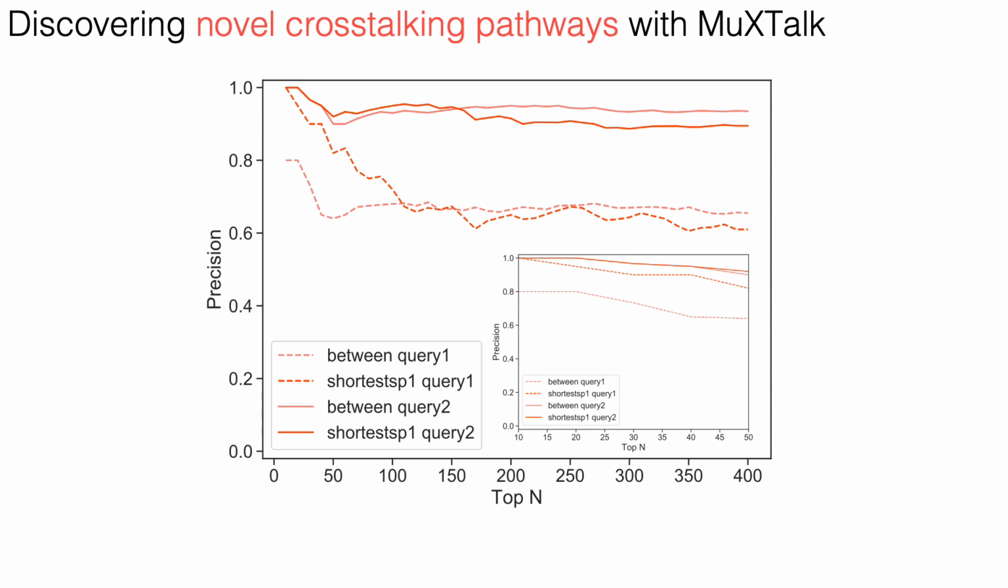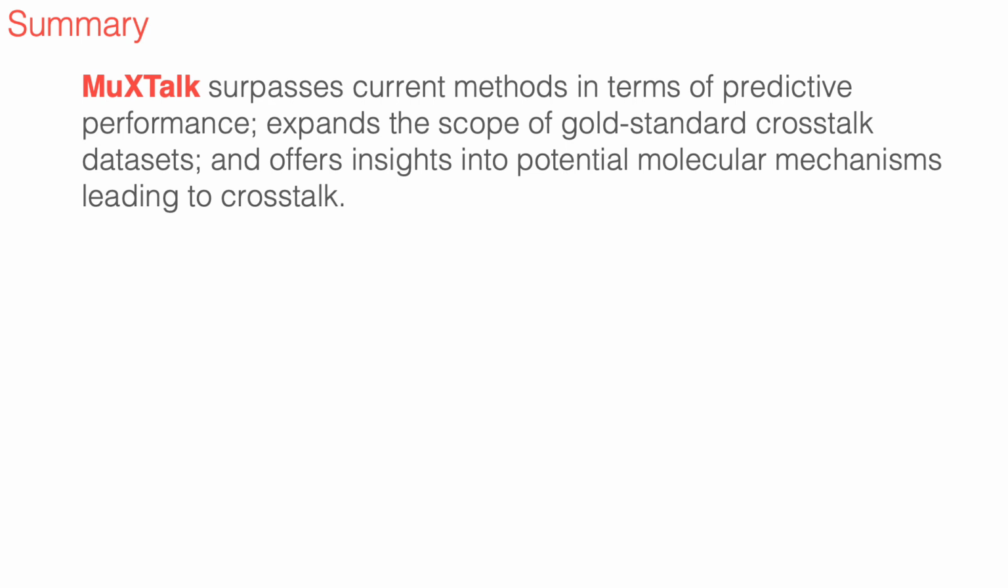To discover potentially novel crosstalks, we applied MuXTalk on the entire discovery set of pathway pairs, and we used tailored PubMed queries to assess the validity of the predictions. For both MuXTalk versions, this resulted in over 80% precision for the top 20 predictions. In summary, MuXTalk surpasses current methods in terms of predictive performance, expands the scope of gold standard crosstalk datasets, and offers insights into potential molecular mechanisms leading to crosstalk.